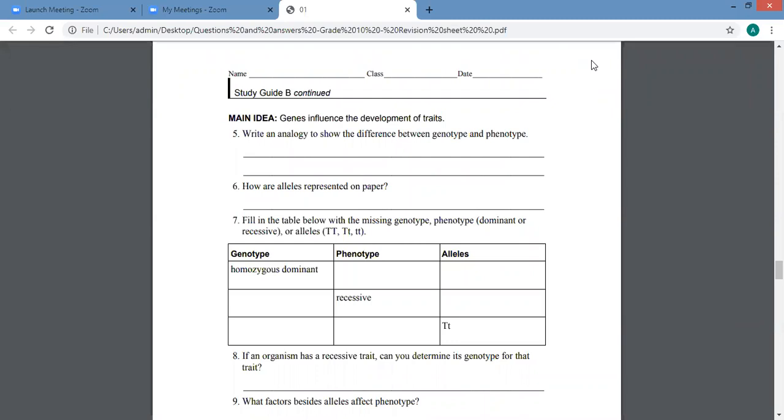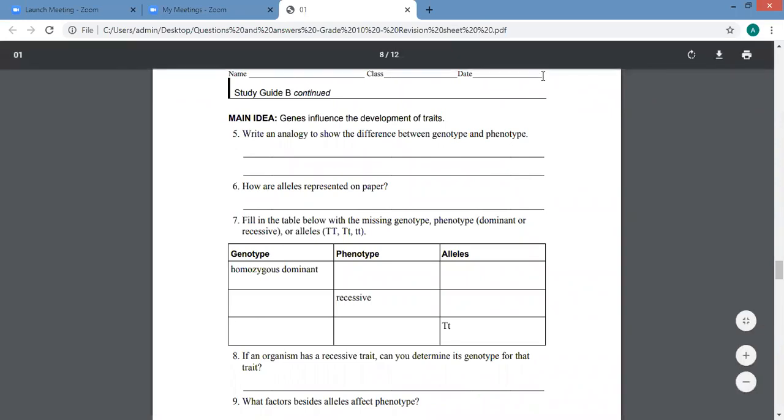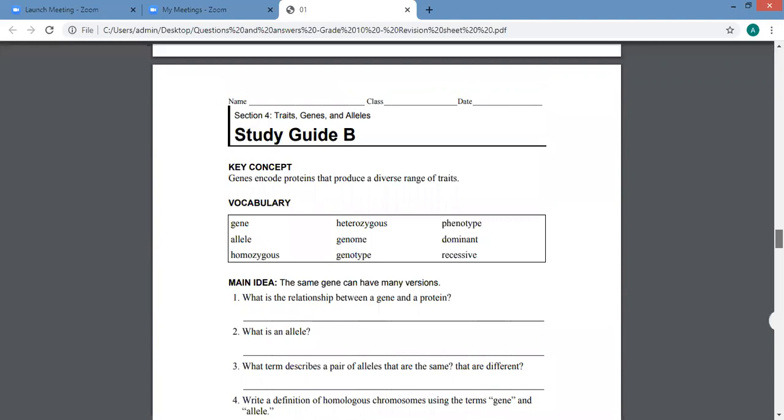Today we are going to finish our revision on the fourth quarter with section 6.4, traits, genes, and alleles.